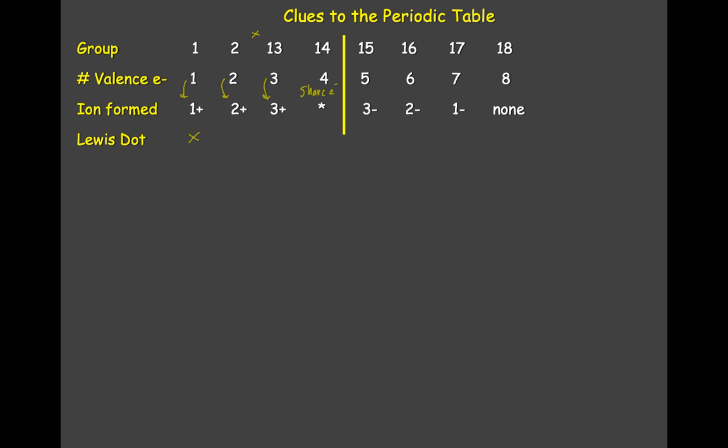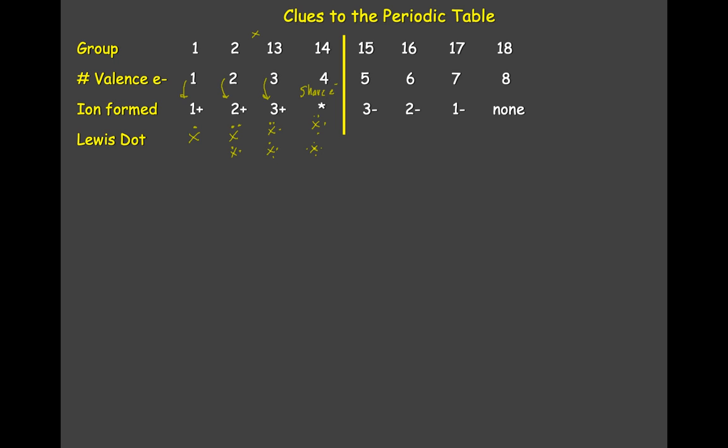Dot structures. You're going to have 1 dot here, 2 dots here. You could actually put 2 together, or you could put 1 and 1. 3 dots could be 2 dots and 1, or you could put 1, 2, and 3. And again, we saw that you can have 2 and 2, or you can have 1, 2, 3, and 4. There are some options here.